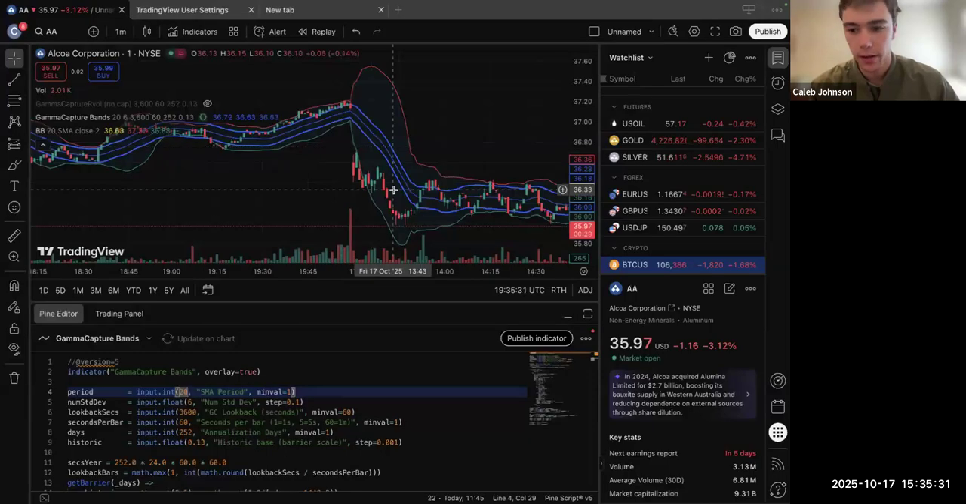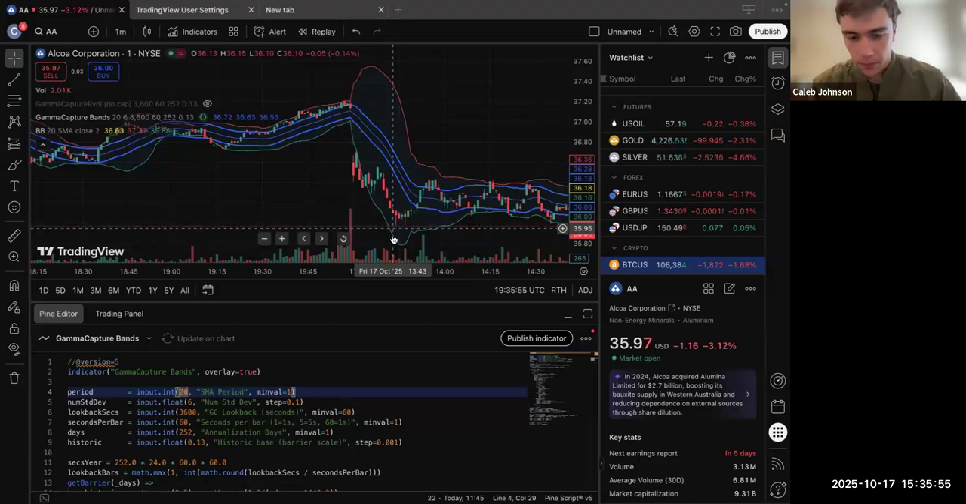Whatever period length. Right now I'm doing 20 minutes, and it's up or down a certain amount of gamma capture volatility as we measure it from the simple moving average. And I'm comparing it right now to the Bollinger Bands. So you see the Bollinger Bands are the red and the green at the bottom.